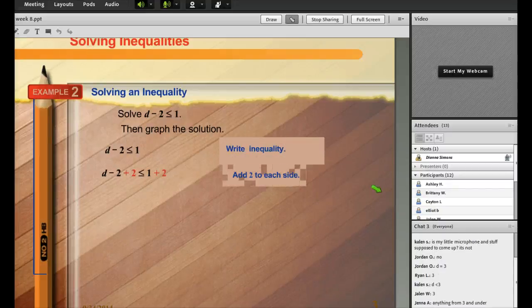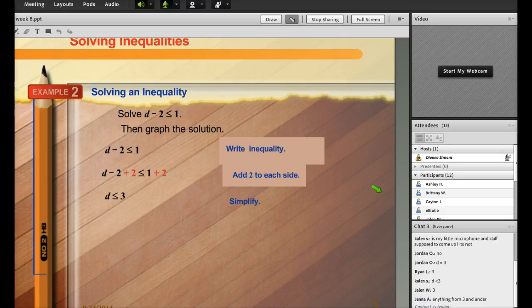We're going to add 2 to both sides. This is doing it the long way, right? Hopefully you guys could do this in your head, so that you don't have to write out every step. But if you can't, writing out the steps is perfectly fine.